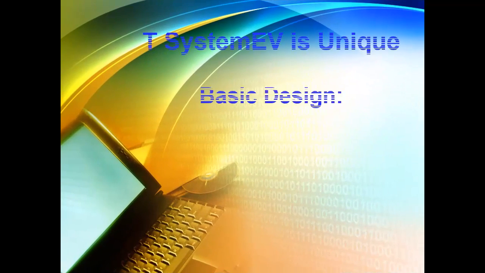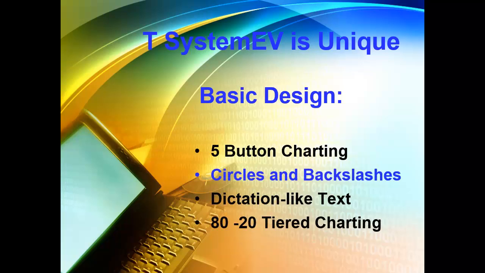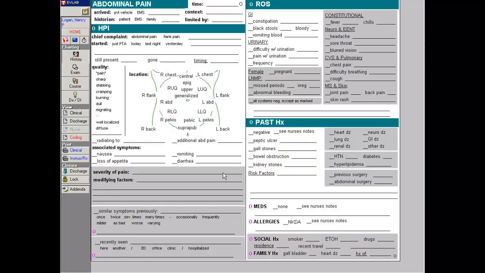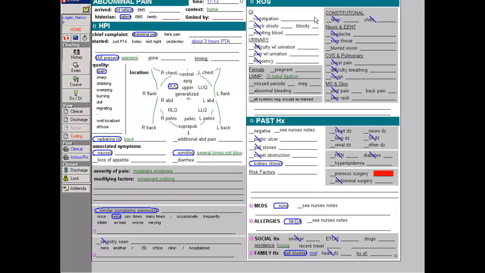The next design element is circles and backslashes. A circled word means that it is positive or present. For instance, if you circled trouble breathing, it means that the patient says that they do have trouble breathing. A backslashed word means that it is negative or not present. So if trouble breathing is backslashed, it means that the patient says that they did not have trouble breathing. This convention makes it fast to chart on the paper T-sheets.